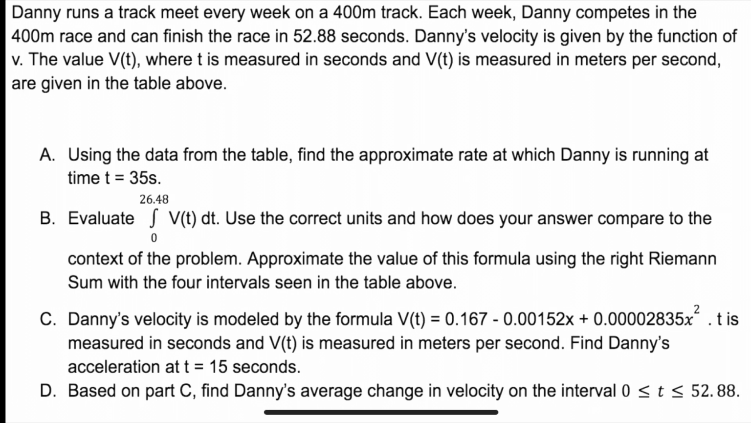Okay, so now moving on to letter C, and letter C says Danny's velocity is modeled by the formula v of t equals 0.167 minus 0.00152t plus 0.00002835t squared, where t is measured in seconds and v of t is measured in meters per second. Find Danny's acceleration at t equals 15 seconds. And basically I got this formula from Google Sheets, just entering the data in and finding a formula.